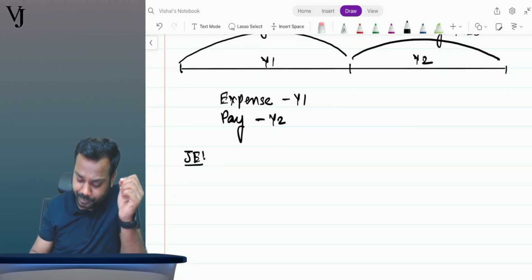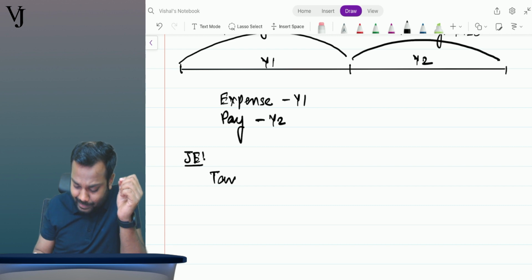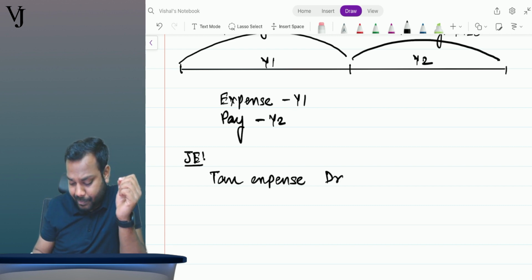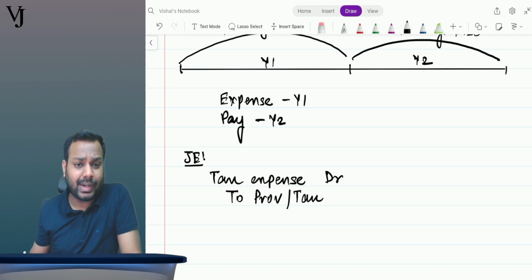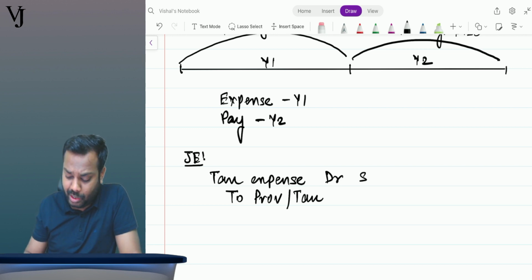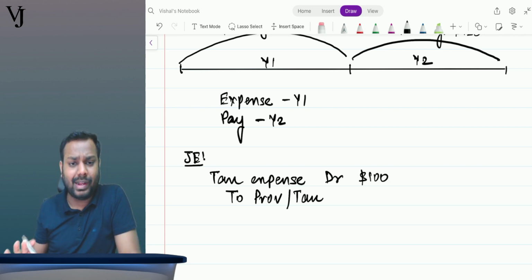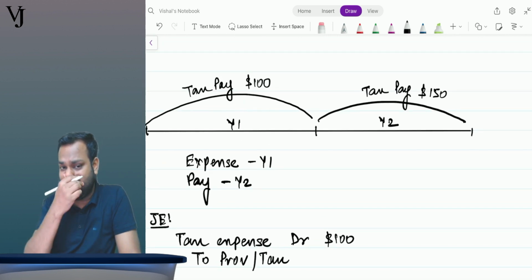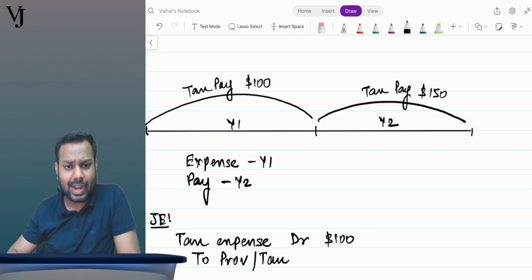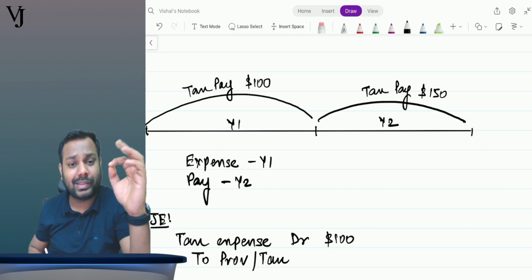Tax expense account debit, to provision for tax, or some also write it as tax payable, amounting to $100. I believe it is clear to everyone till here, right? Now coming to year 2, a similar thing will happen in year 2, but now one additional thing will happen in year 2.